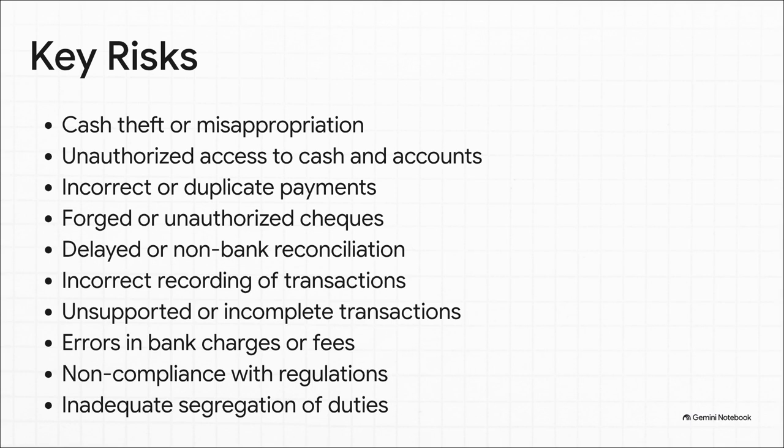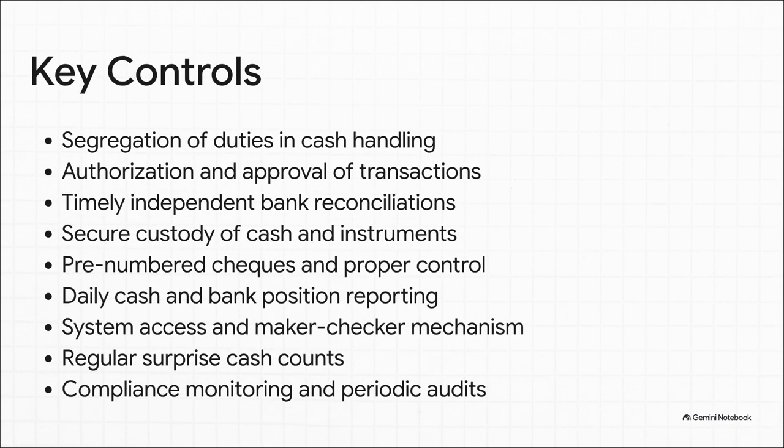Finally, we look for systemic issues like non-compliance with banking and regulatory requirements and inadequate segregation of duties. But we're not defenseless. To combat those risks, we deploy these key controls. Number 1 is segregation of duties in cash handling and bank activities. John handles the cash, but Mary records it.